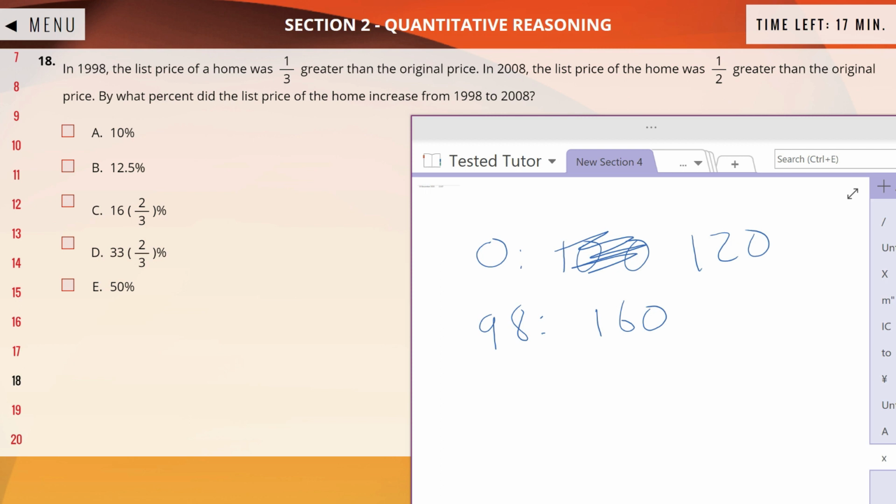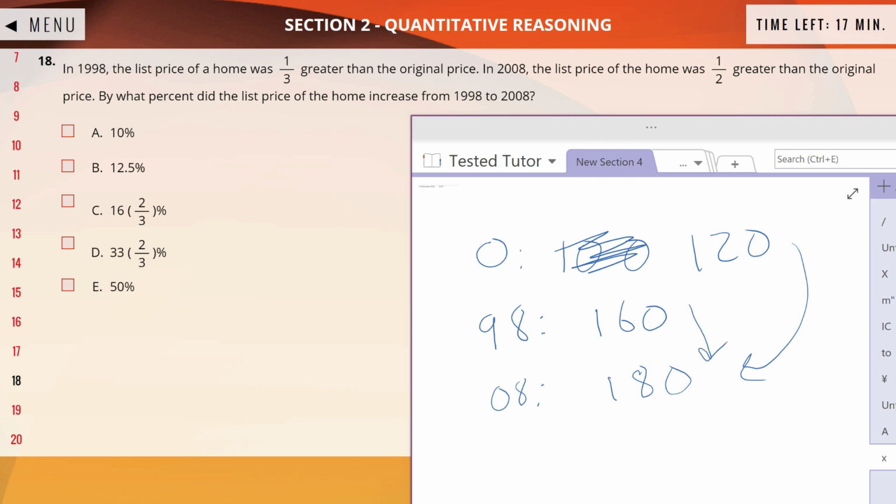In 2008, the list price of the home was a half greater than the original price. So in 2008, half greater than the original. So half of 120 is 60, so it's now 180. It's gone up by 60 to 180. Remember, I didn't say half greater than 98, common mistake. It's a half greater than the original. By what percent did the list price increase from 98 to 2008?